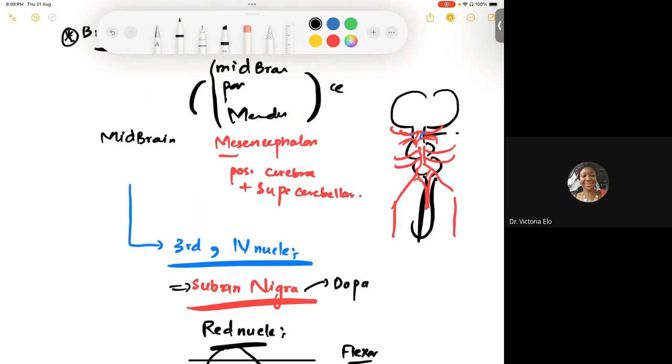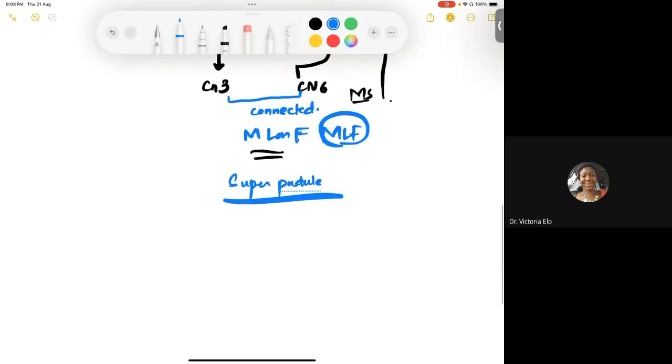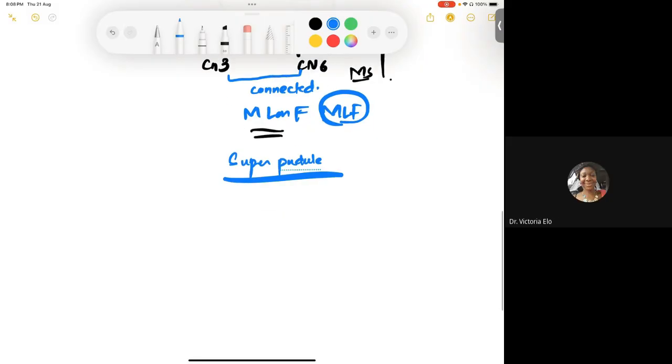And the midbrain we know is connected with your cerebellum via the superior peduncle, right? So the superior peduncle is also a component of your midbrain. These are the structures present within the midbrain. Is it clear? Okay, perfect.